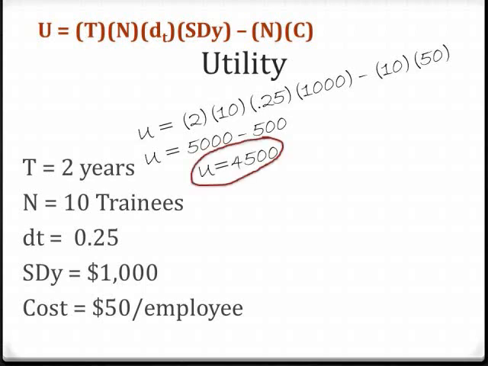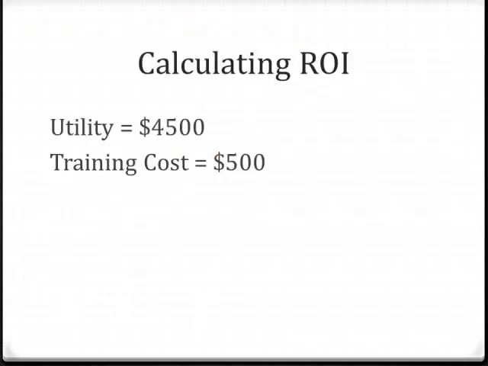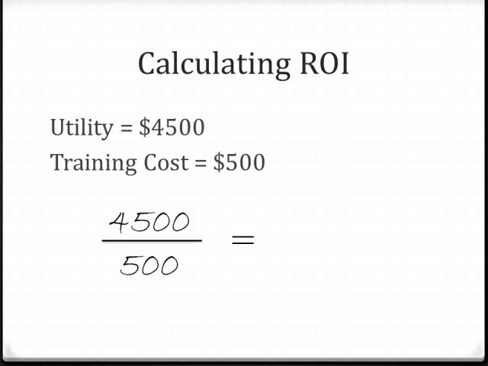Now that we have our utility and our training cost, we can come up with our ROI. So we have utility 4,500 and total training cost of $500. Remember that $50 we came up with per employee, and we have 10 employees, so we need total training cost. Now you take those numbers and put them into the ROI calculation of utility over training cost, and you come up with 9%. Not bad for an ROI.